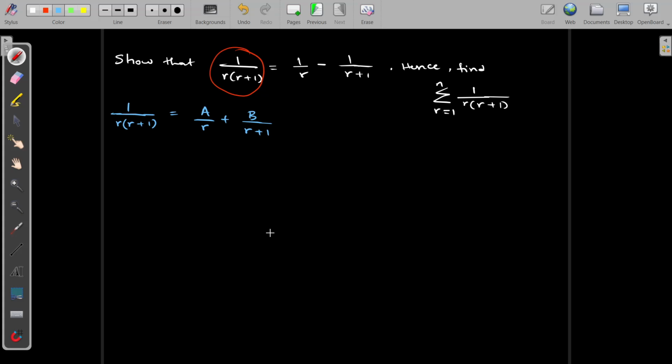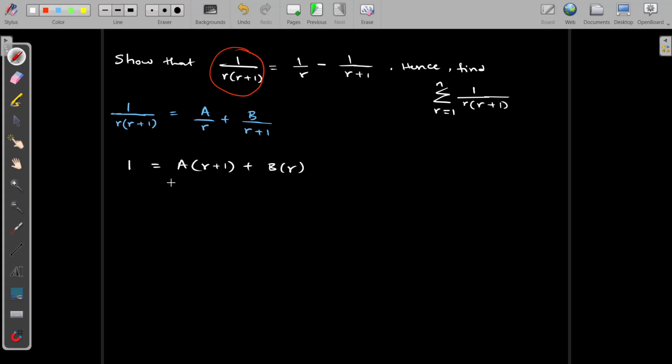Yes, sir. So now we do our cross multiplication to get rid of the denominators. We're going to multiply both sides by r(r+1). So we're going to have 1 is equal to A times (r+1) plus B times r. So this is what we have so far, and we need to solve for these variables.